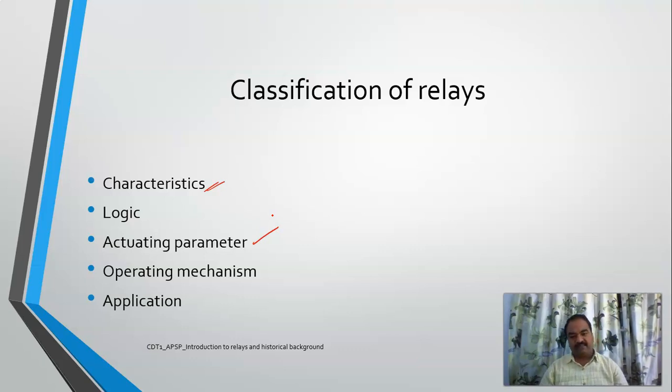The next thing is operating mechanism. You can classify the relays based upon the operating mechanism also. You can see electromechanical relays which employ mechanical parts. You can have static relays which employ transistors, diodes, etc. You can have microprocessor based relays which employ microprocessors. You do have numerical relays. So the operating mechanism may change, and based upon that you can classify the relays. And finally, application.